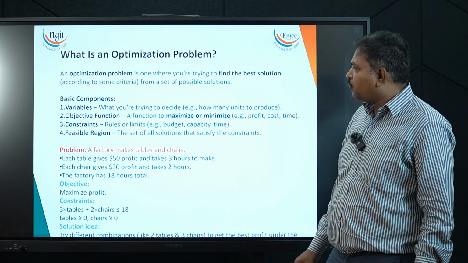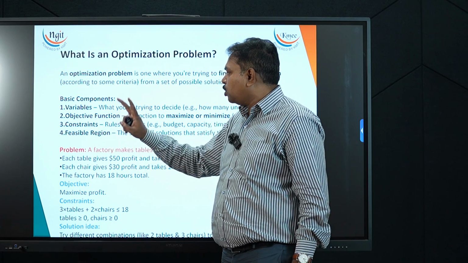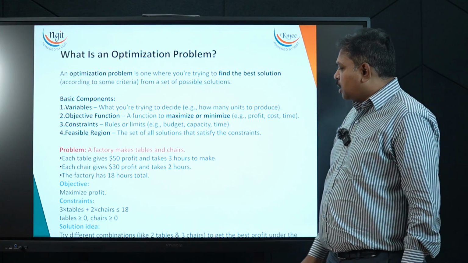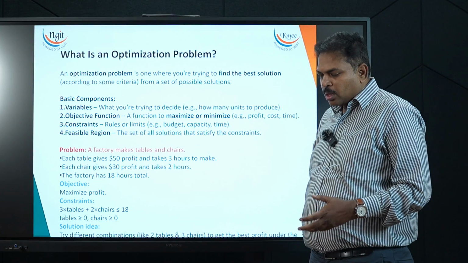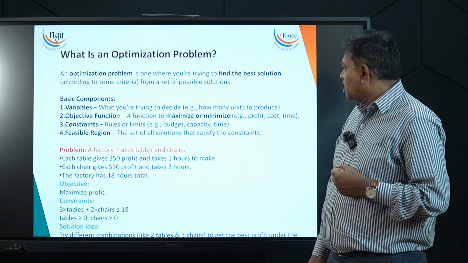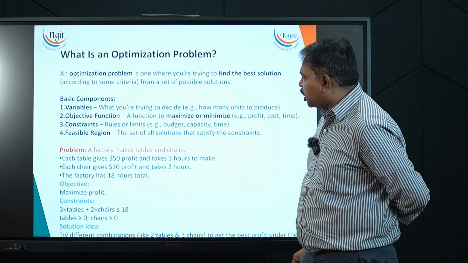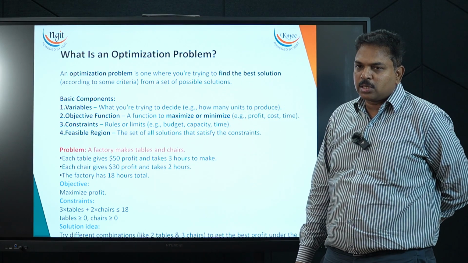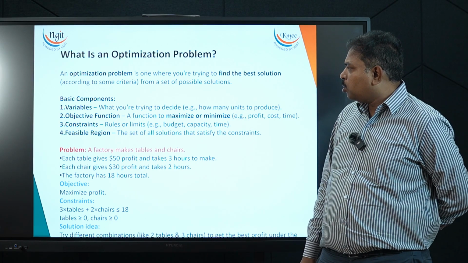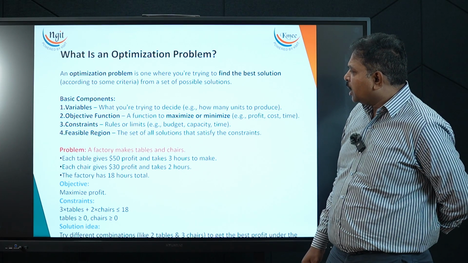So an optimization problem has four components: variables, objective function, constraints, and feasible region. Variables are the things that help us in deciding the outputs. In my problem, the variables are tables and chairs, because my factory is making tables and chairs, and these decide how many tables and how many chairs will give me a decision output.